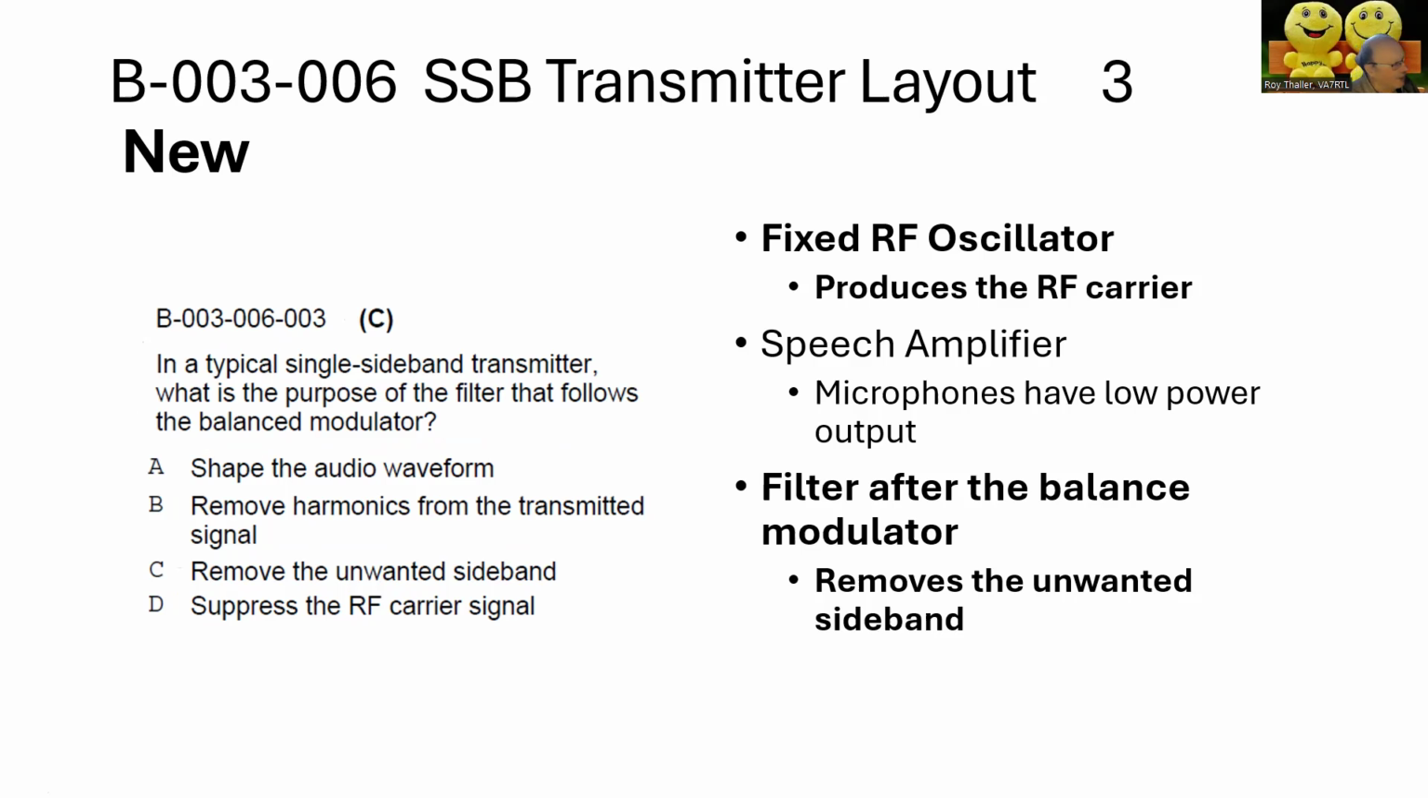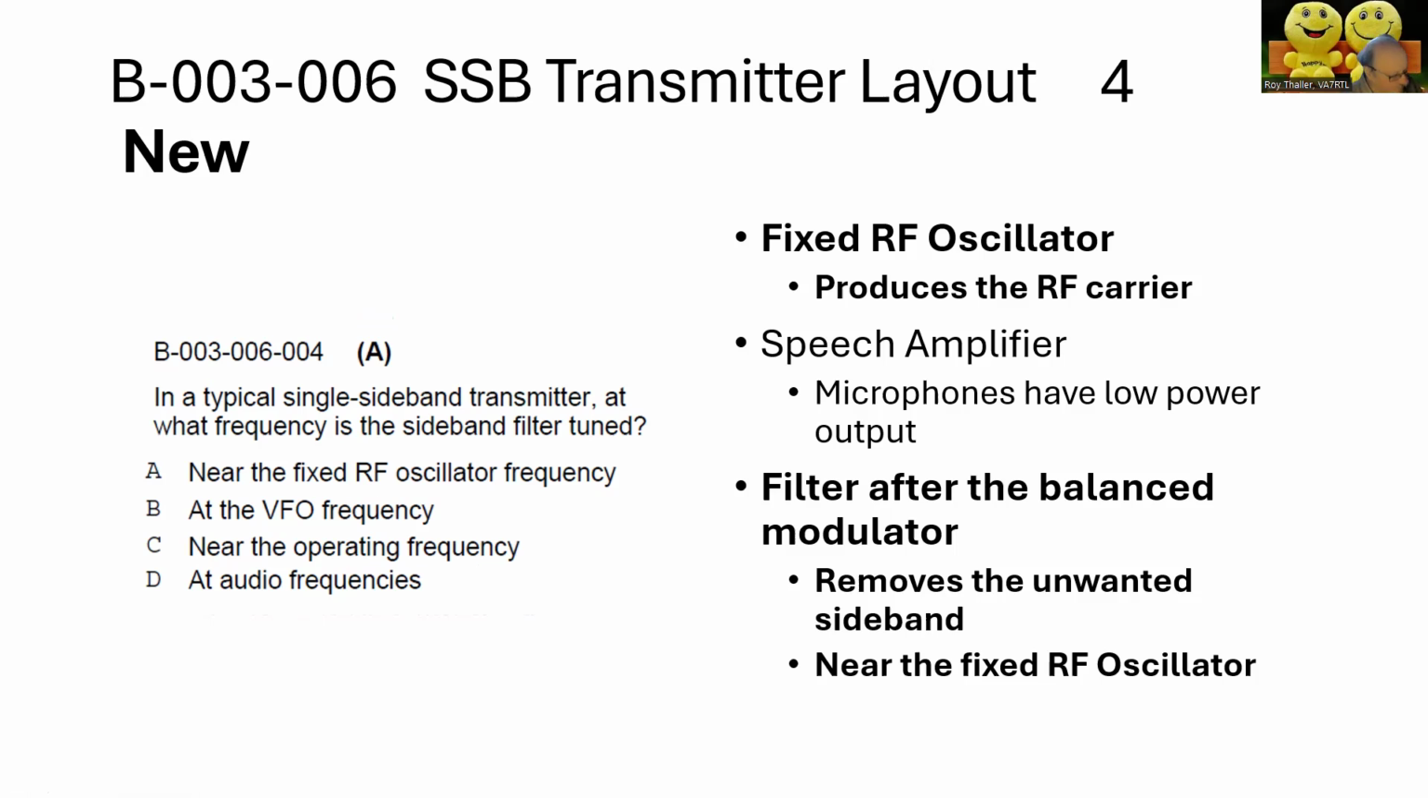Here's a new question. In the typical single sideband transmitter, what is the purpose of the filter that follows the balanced modulator? After the balanced modulator, it removes the unwanted sideband. The mixer generates both the upper sideband and the lower sideband, but you want to remove that. And so you have a filter there and it removes the unwanted signal.